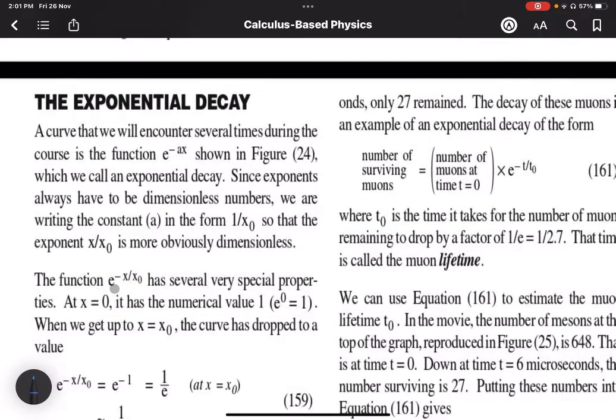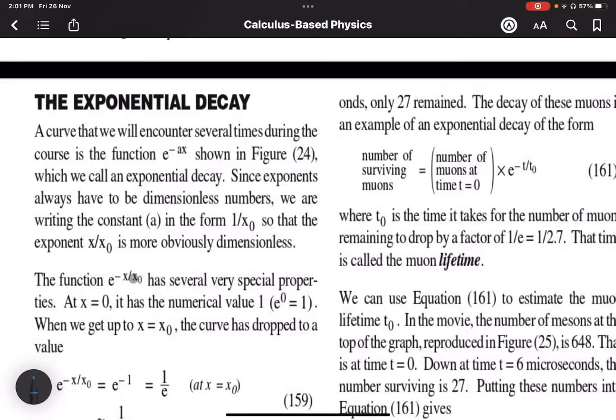The function e to the negative x over x0 has several very special properties. At x equals 0, it has the numerical value of 1, no? Because if x is 0, then x over x0 is 0.